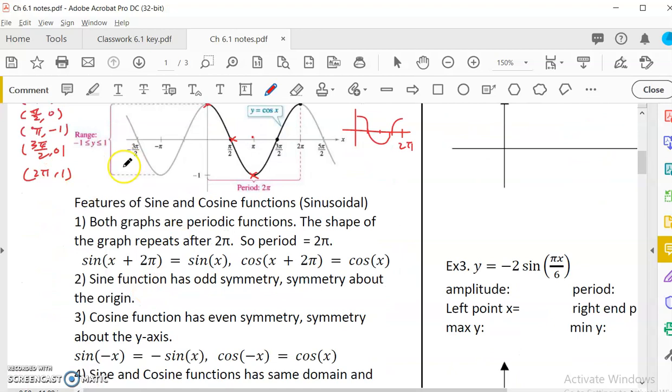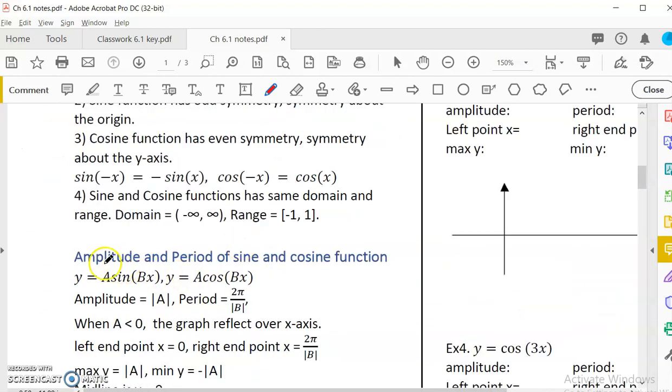So in the next video, we talk about the other terms about transformation of sine and cosine function.